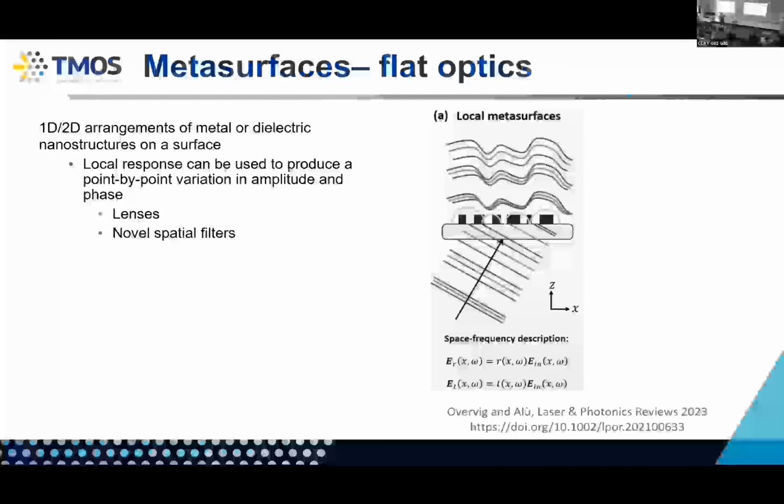Okay, so I want to now broadly divide metasurfaces, or in particular their applications, into two categories. Firstly, local metasurfaces have attracted a lot of attention, and it's into this category that lenses fall. In this case, we've got a local point-by-point variation in the amplitude and phase of the light that passes through them. And in the context of spatial filtering, this is a way where you could create a novel spatial filter, and indeed people have done this.